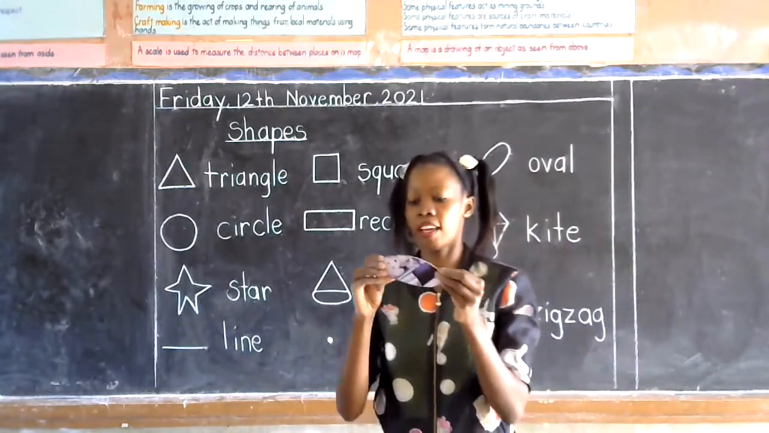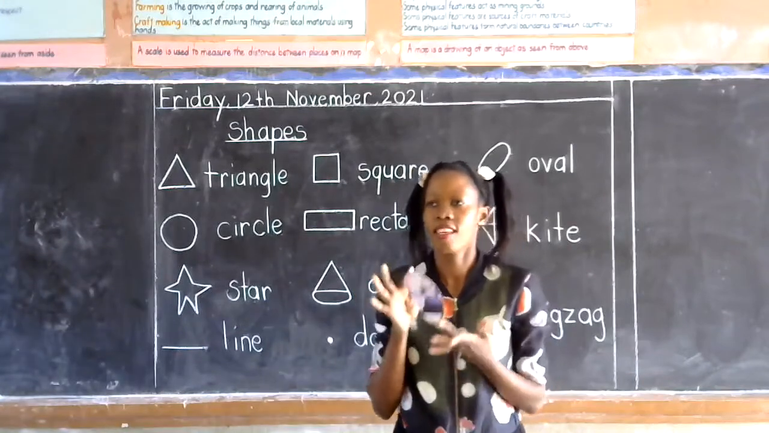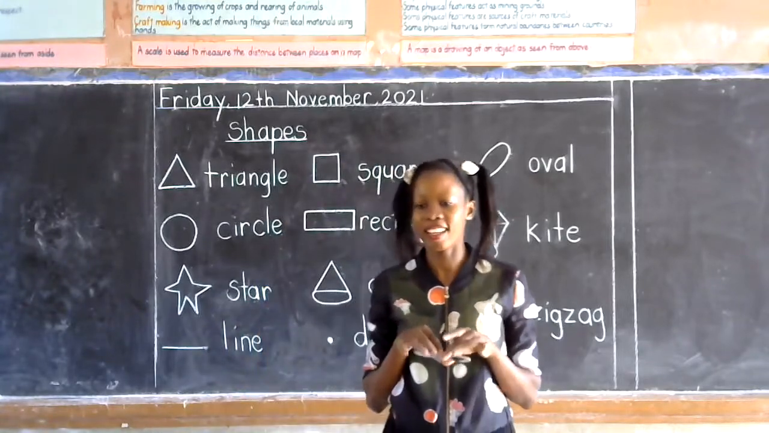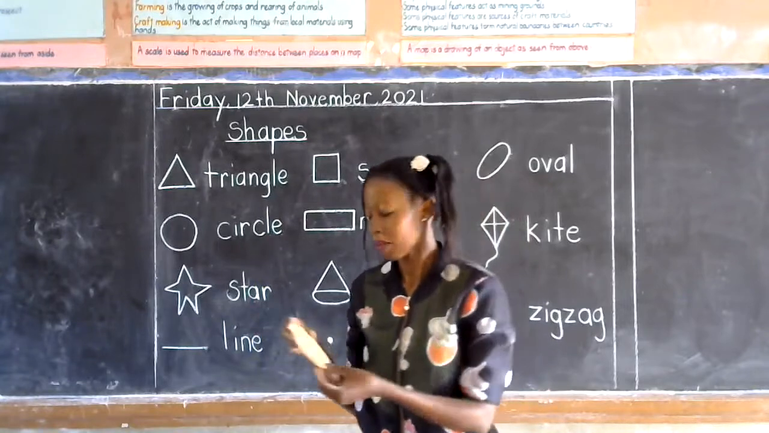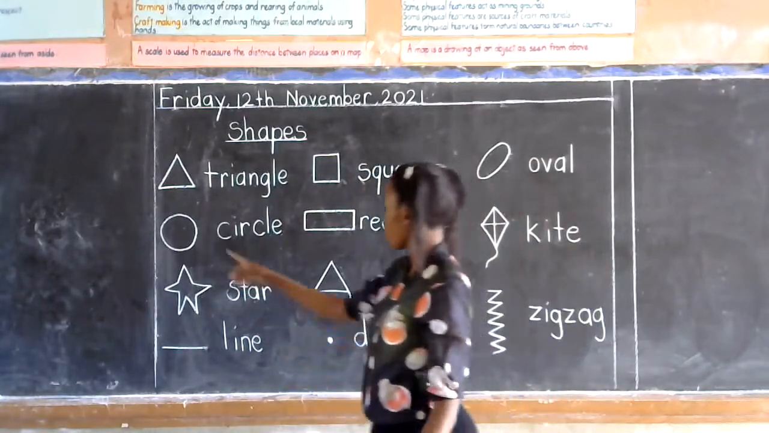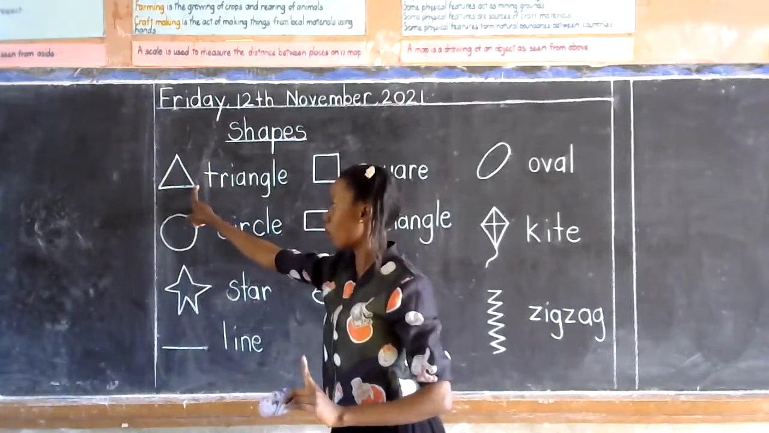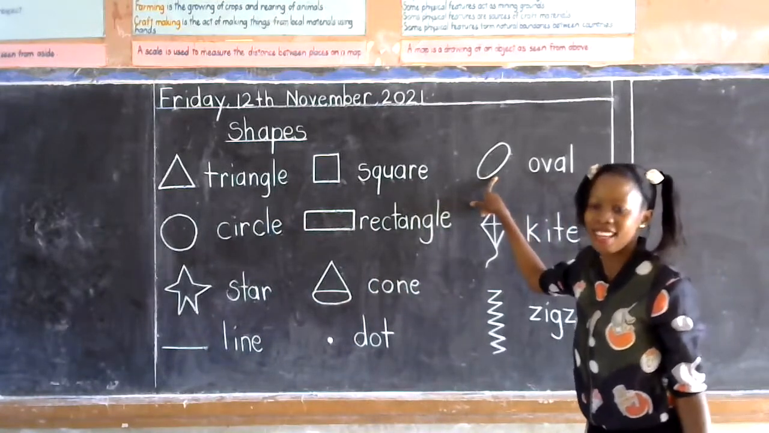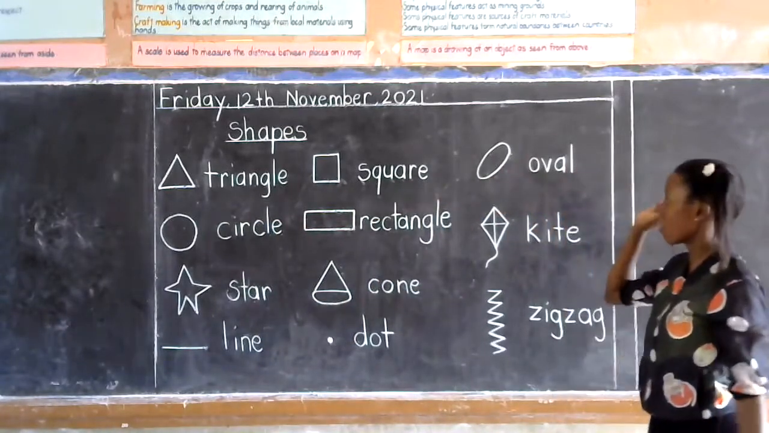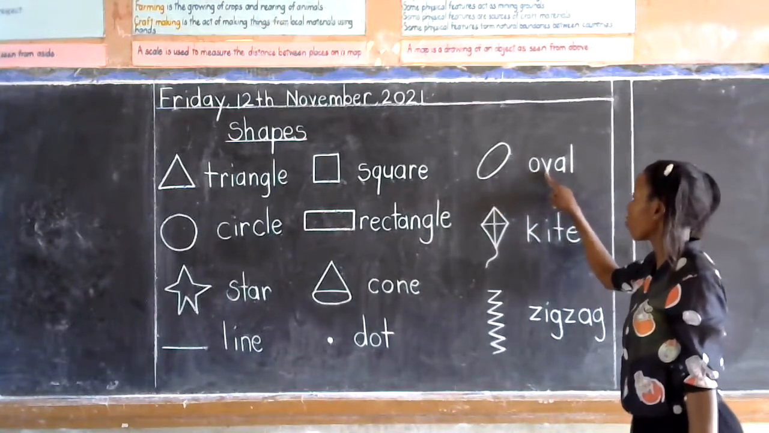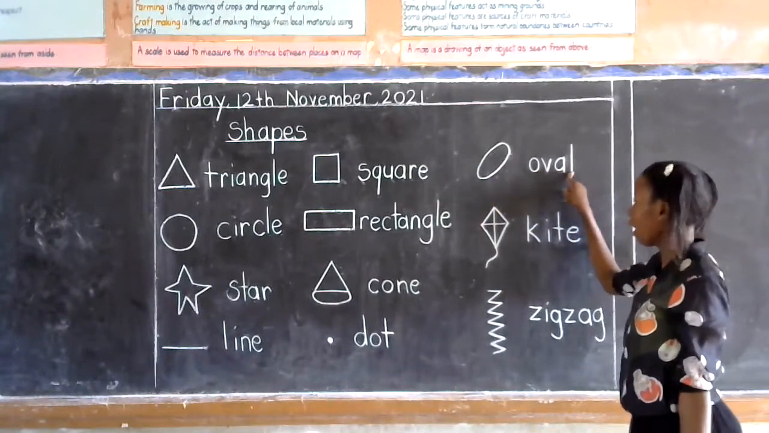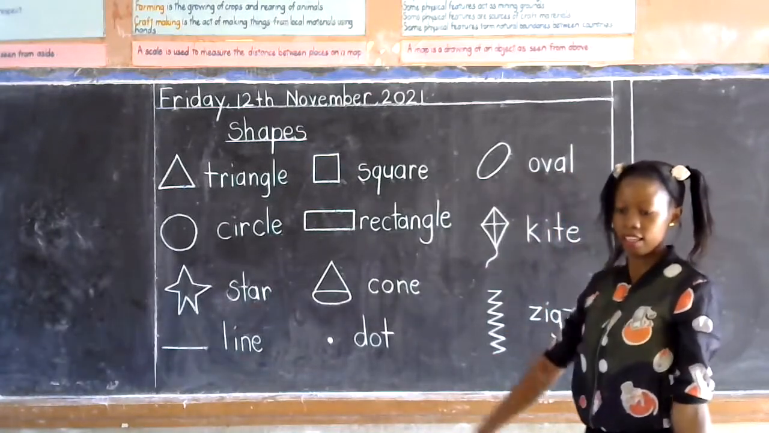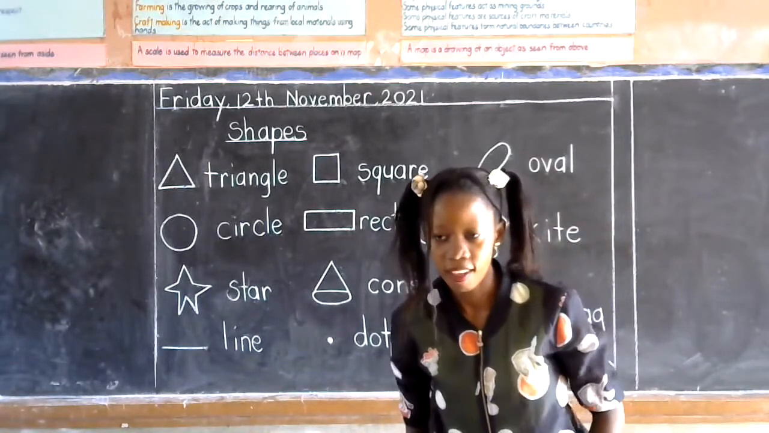I have another shape here. This shape, babies, is an oval. An oval looks like an egg. I have this one here. Is this an oval? No. This one? No. This one? Yes. This is an oval. Let's spell the word oval. O-V-A-L. Again, O-V-A-L. The word is oval.